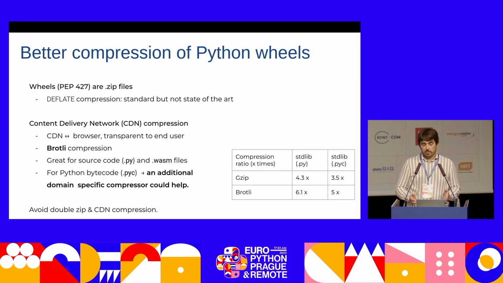And the content delivery network can apply compression, which will be transparently decompressed by the browser. So the nice thing about this is it can allow you to do a bit better compression than what is provided in the zip files. In particular, Brotli is quite efficient. It's really good for Python source code and WASM files. So for instance, on the right, you have an example of compression ratio for the Python standard library. If you take the Python files, it's like, for instance, 4 times with gzip, and it's going to be 6 times with Brotli. And WASM is also optimized to be well compressed by CDN.